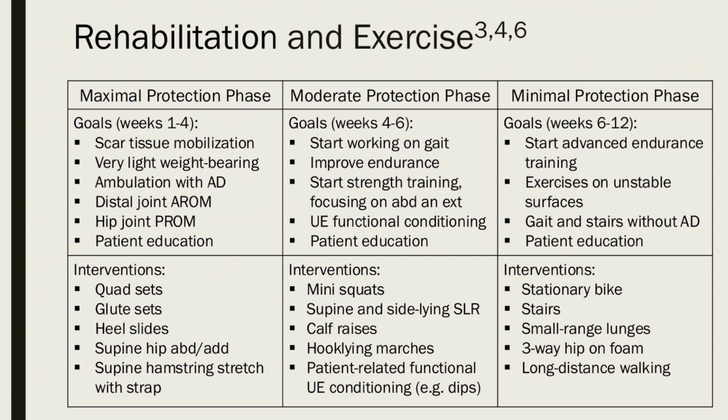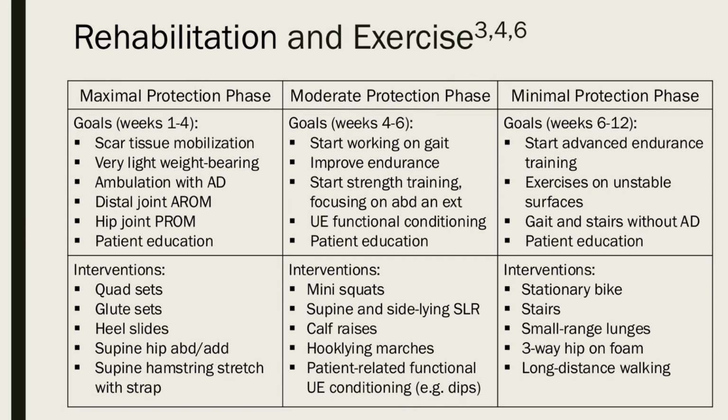Alright, goals for the moderate protection phase. The moderate protection phase is going to be about 4 to 6 weeks. It could be up to 8 weeks depending on how long they're requiring the use of an assistive device for ambulation. The goals are going to include improving endurance, start working on gait, strength training, focusing on abduction and extension, upper extremity conditioning to help with basic functional tasks that require upper body, and continuing patient education.